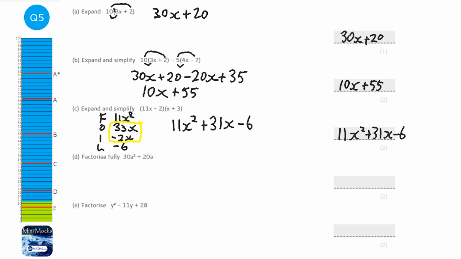Okay, next one it says factorize, and it looks like it's a single bracket. So let's put a single bracket down. So first thing I look at is, is there a number that I can divide out? Well, 30 and 20 are both in the 10 times table. I don't think there's any larger ones. Now you could have picked 2, but you have to pick the biggest number that you can divide out, which is 10. Now we've got an a squared and an a, so I can divide out an a.